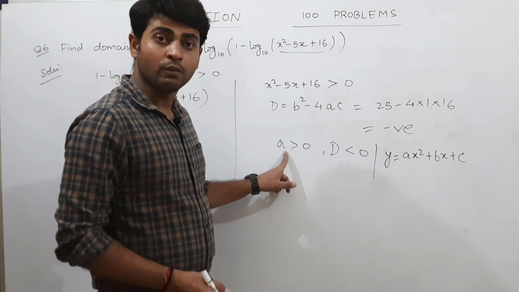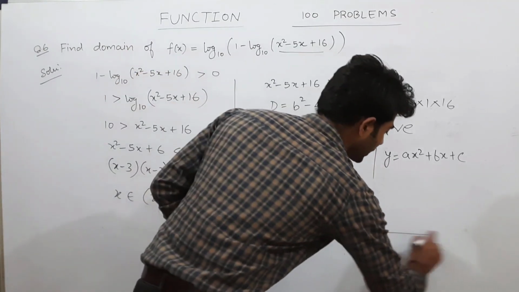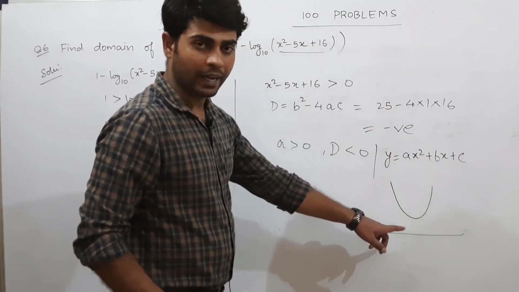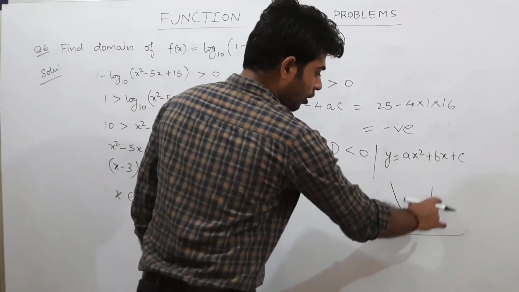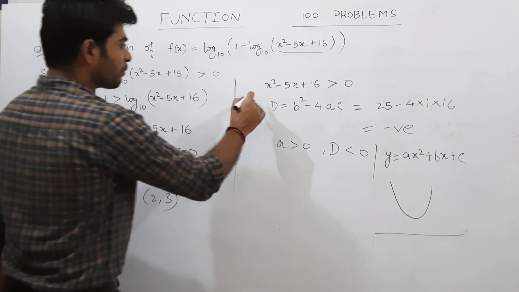Due to this reason, it will be opening upward, and discriminant less than 0 means no real root, means the graph will never touch nor intersect the x-axis, means the graph will always be above the x-axis, means it is always positive. So we can see here, same reasoning here.